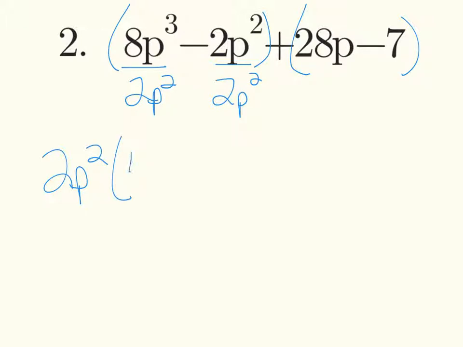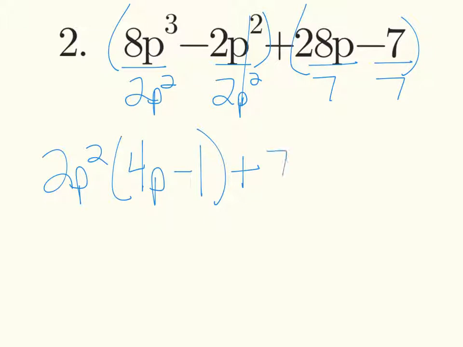So 8 divided by 2 is 4, and I have a p left over. 2 divided by 2, or negative 2 divided by 2 is negative 1. And the p's cancel. Okay, plus, so 28 and 7. So 7 will go into both of them. They don't have p's. So 28p divided by 7 is 4p. And then negative 7 divided by 7 is negative 1.